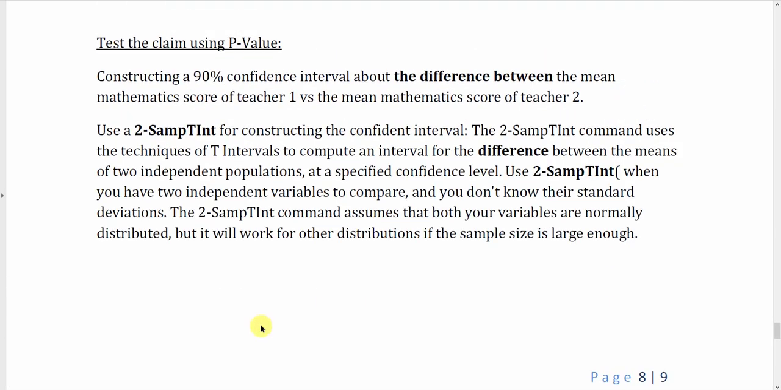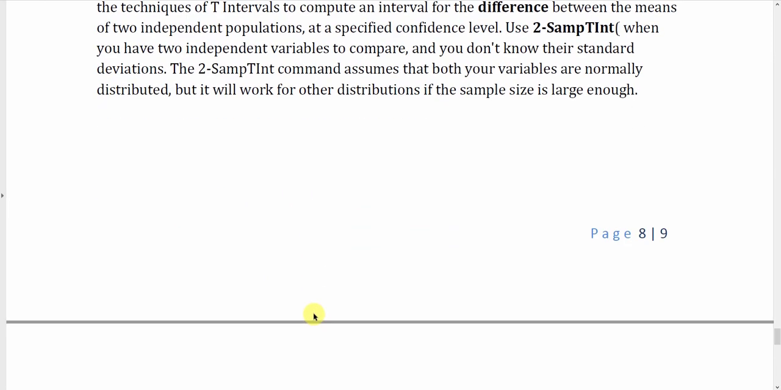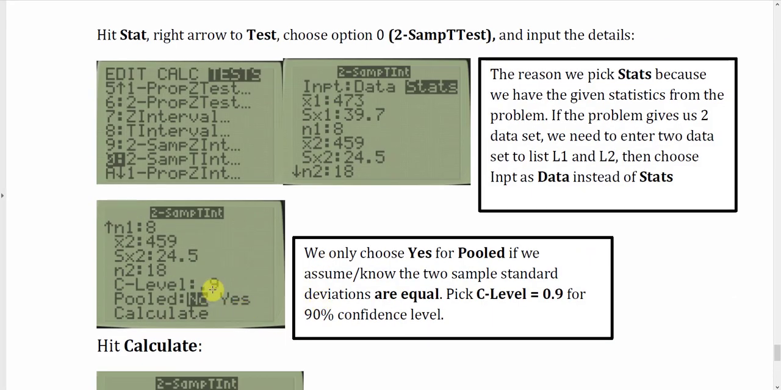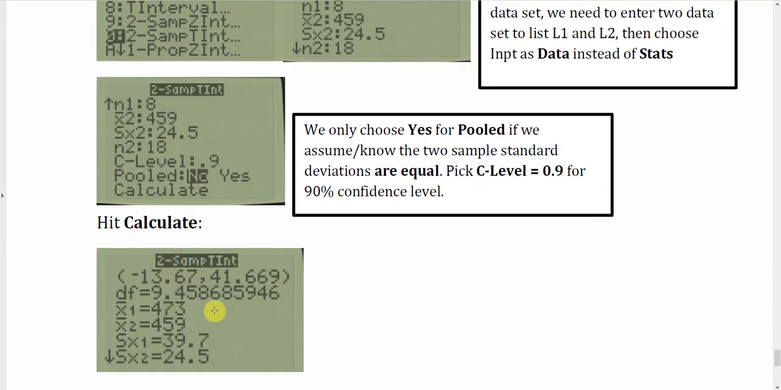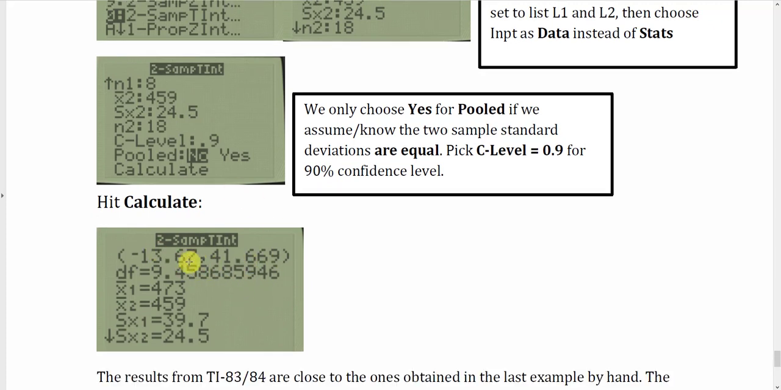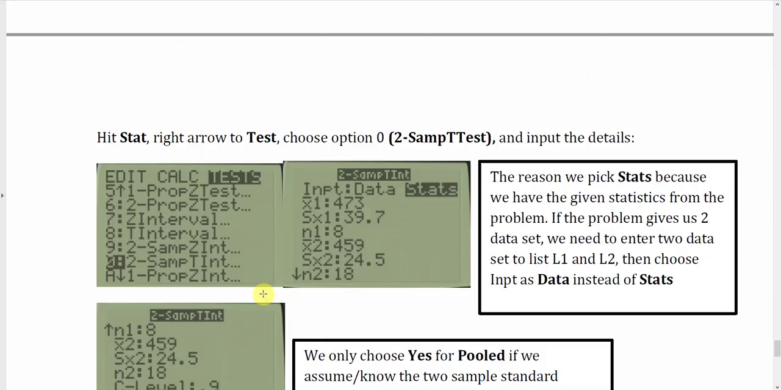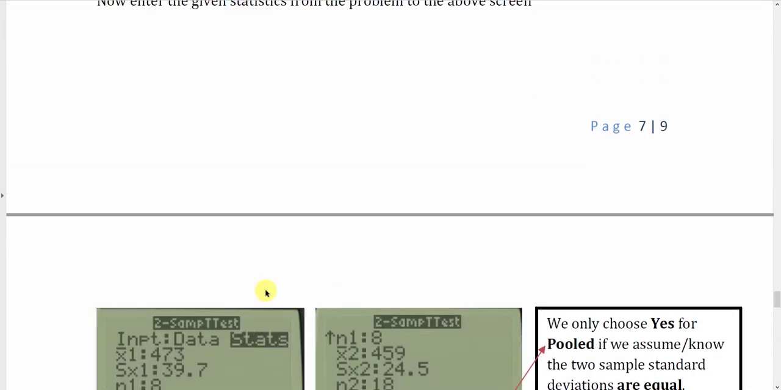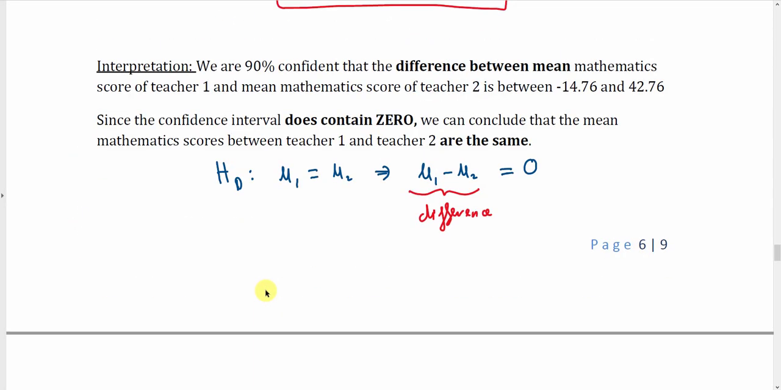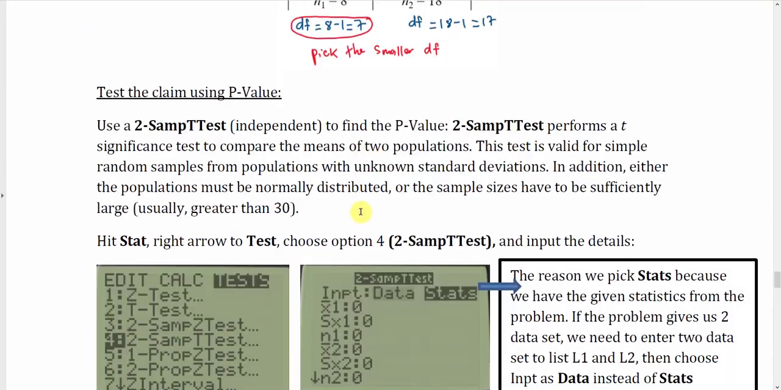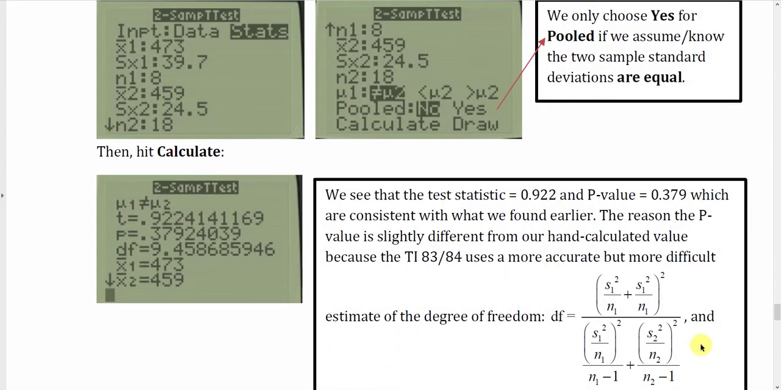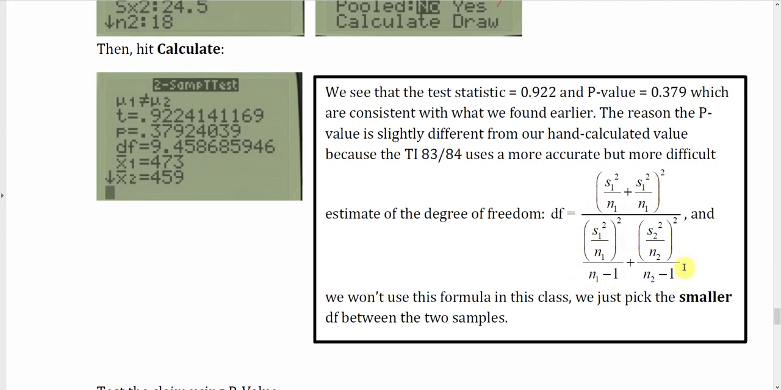The confidence interval is 90%. Why? Because the problem asks you to construct a 90% interval. 90% in decimal is 0.9, the C level, confidence level, and then hit calculate, and you should end up with a consistent answer: minus 13.67 and 41.669, and that should be similar to what we got here. Again, a little bit different due to the degree of freedom, because the program uses a more accurate, more complicated formula.